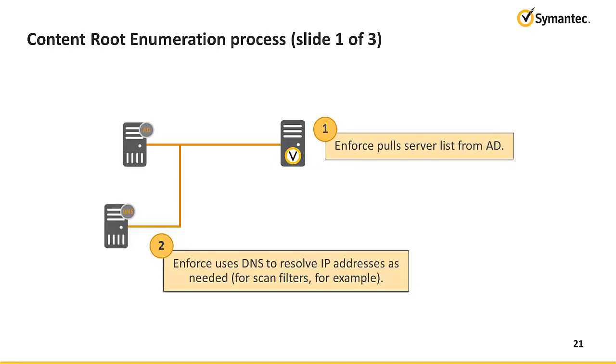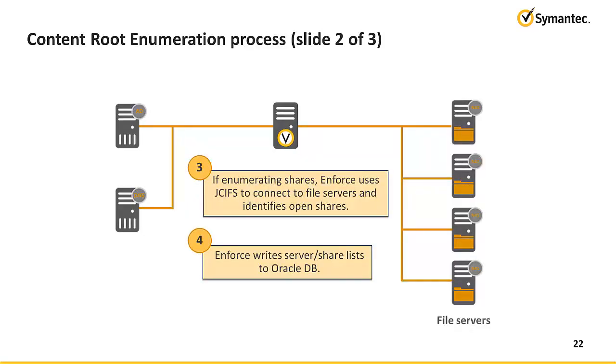During a CRE scan, the Enforce server will pull a list of servers from Active Directory and then use DNS to resolve the IP addresses as needed, to interpret and implement scan filters, for example. This process is shown in this figure. If you configure the scan to identify shares in addition to servers, Enforce connects to file servers using JCIFS and identifies open shares. Enforce then writes the list of servers and shares to the Oracle database, as shown in this figure.